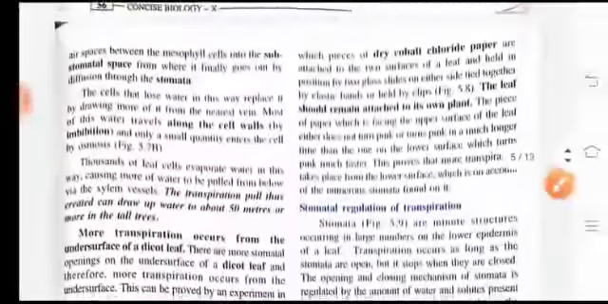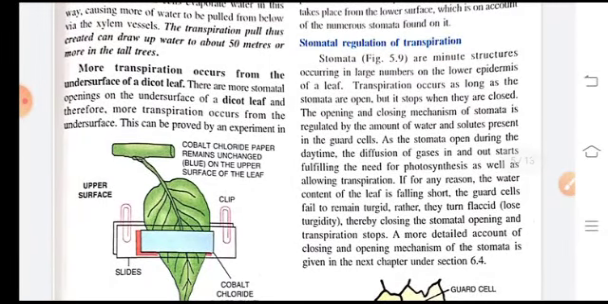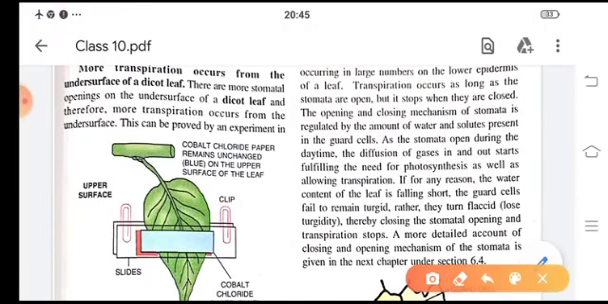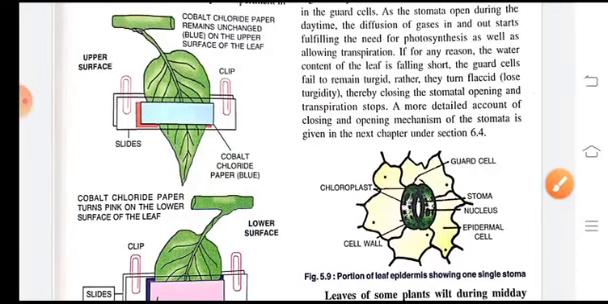Now next is an experiment to show that transpiration occurs most on the under surface of the dicot leaf. There are more stomata on the undersurface of a dicot leaf as compared to the monocot leaf. So here is an experiment to prove that. We have taken two leaves of a dorsiventral leaf.